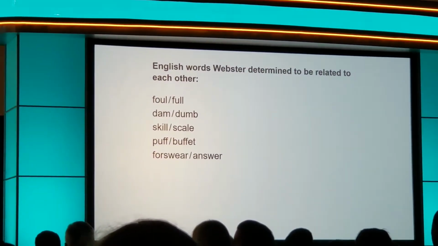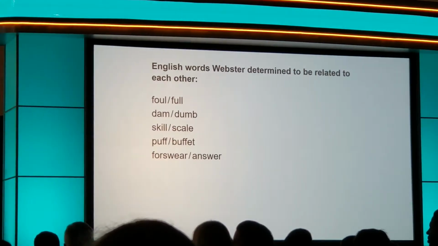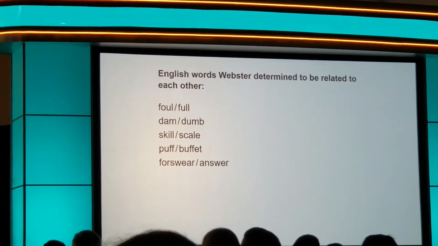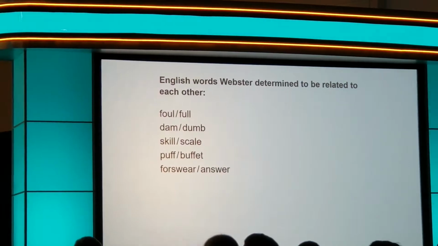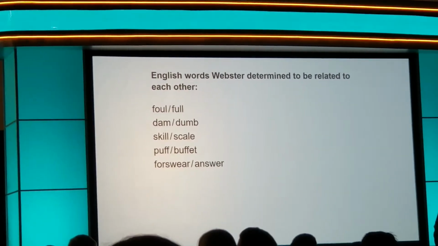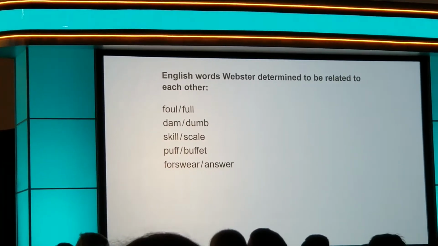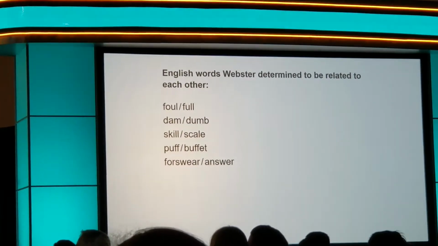But Webster decided these words, because they sounded similar, that they were in fact related etymologically, which they are not. Full and foul, damn and dumb, skill and scale, puff and buffet, forswear and answer. Even though actually the end of "forswear" and the end of "answer" is sort of "swear." There is a little bit of a connection there. But these words were essentially unrelated. He was doing etymology by phonetics. And that was his theory. But his theory was wrong.